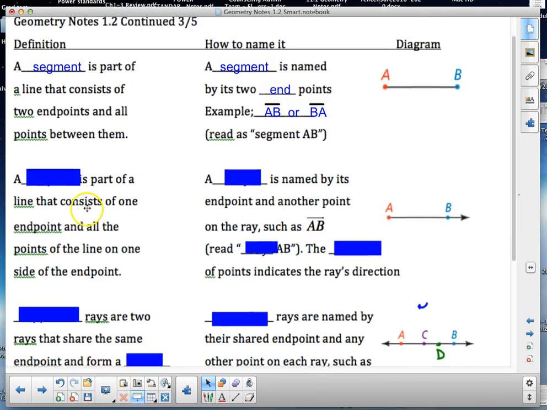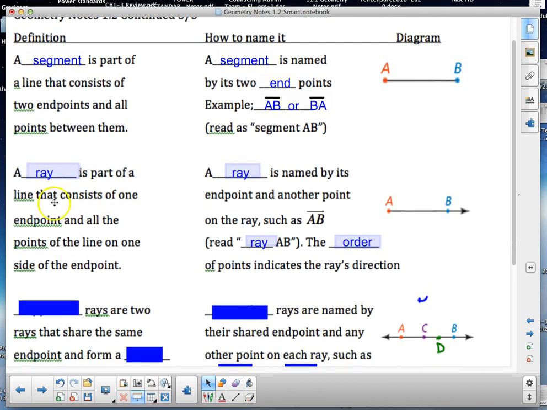Our next one, we're looking at a ray, which is a part of a line that consists of 1 endpoint and all the points of the line on one side of the point. So this is an endpoint, and all the parts of the line on one side.